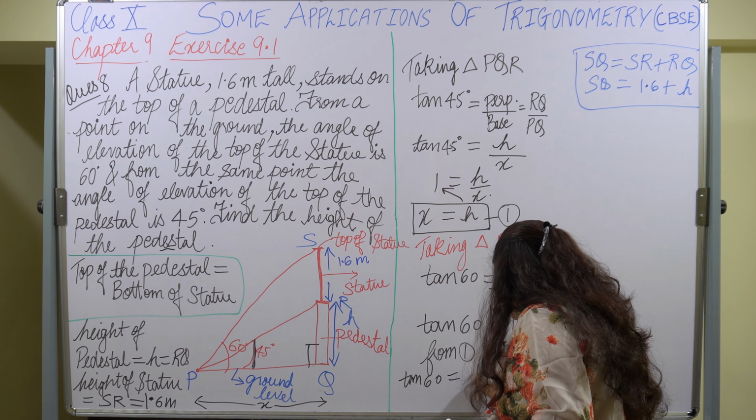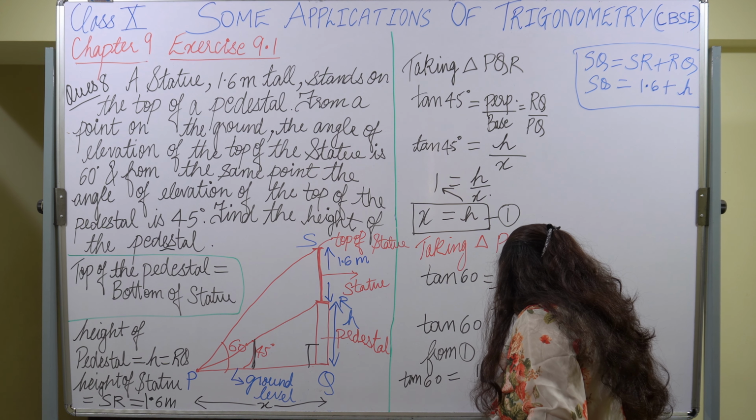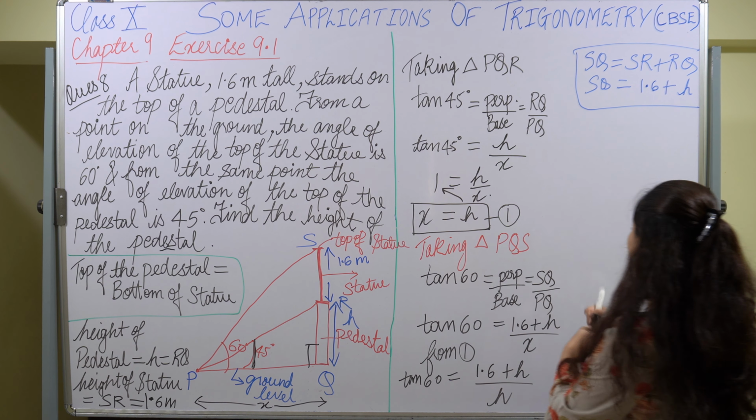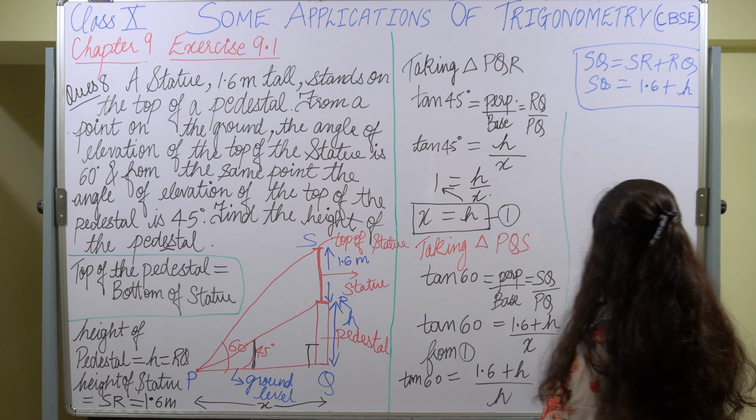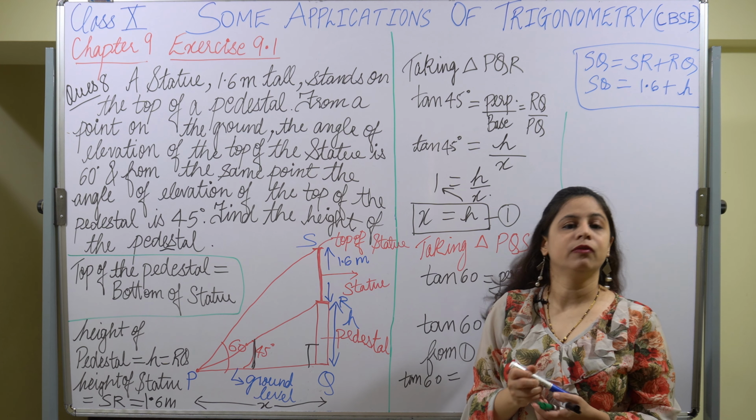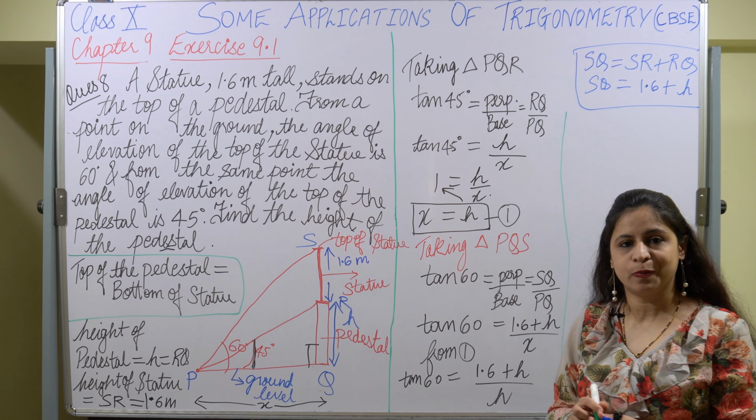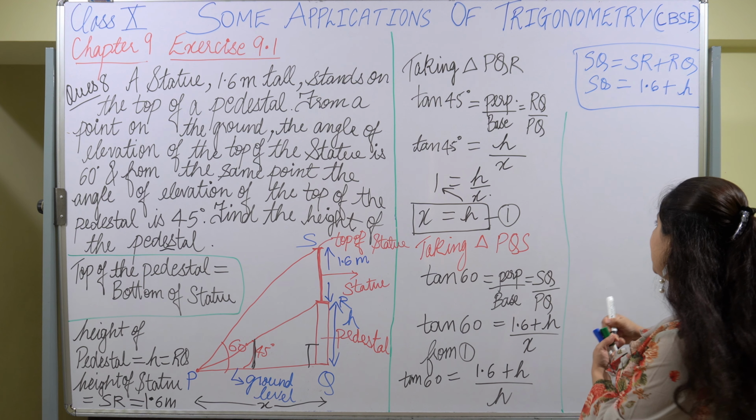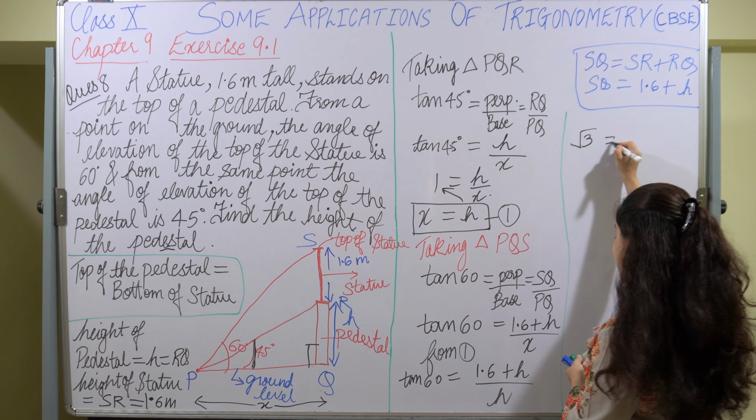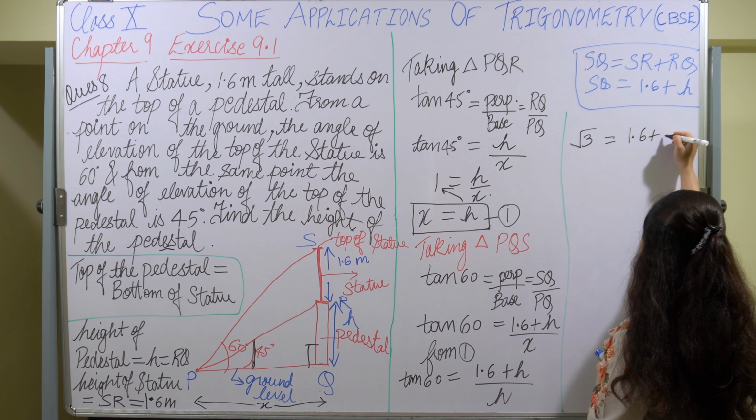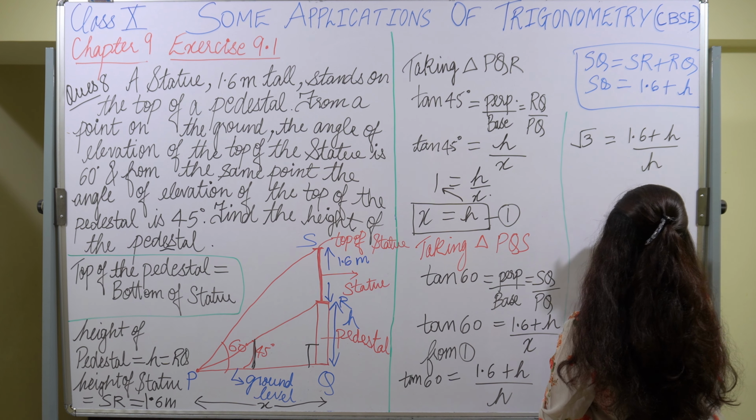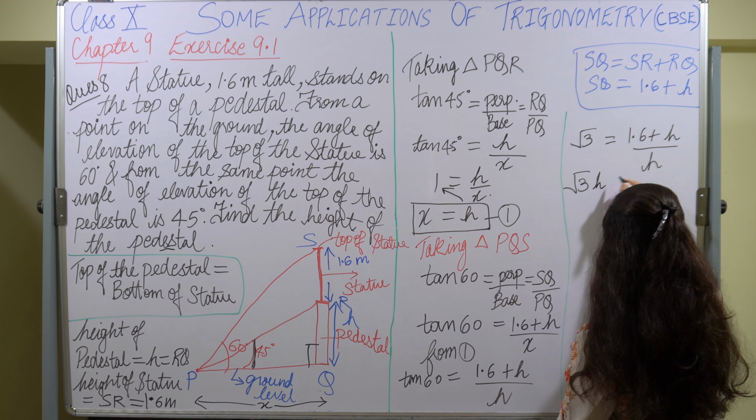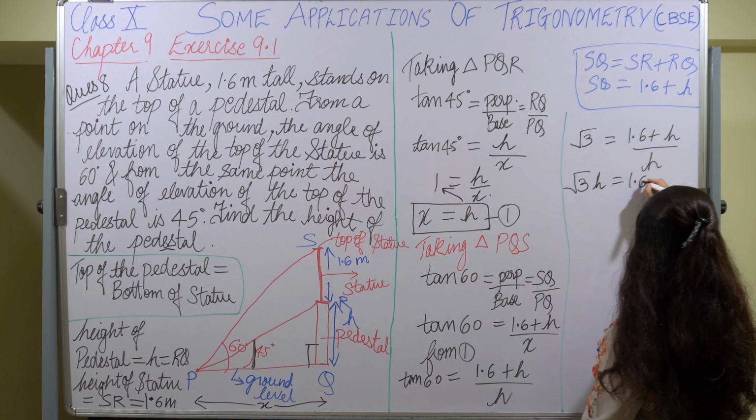Now tan 60 will be equal to 1.6 plus h upon h. We have already learned about the trigonometric ratios of some specific angles, the chart in the previous chapter. So tan 60 is root 3, which will be equal to 1.6 plus h upon h. Cross multiplying, it will be root 3h is equal to 1.6 plus h.